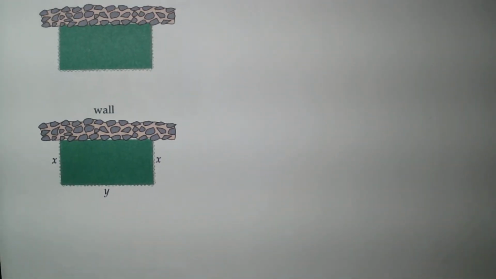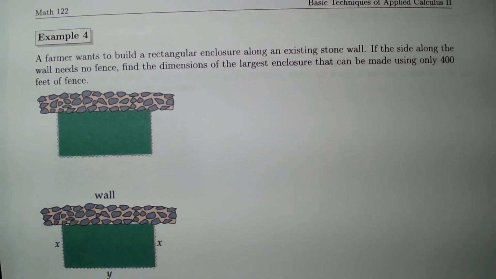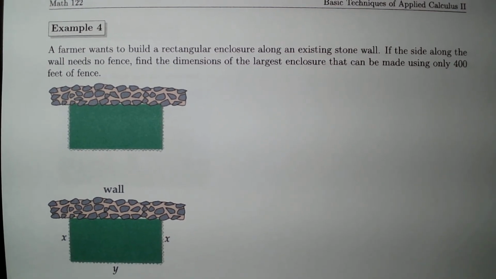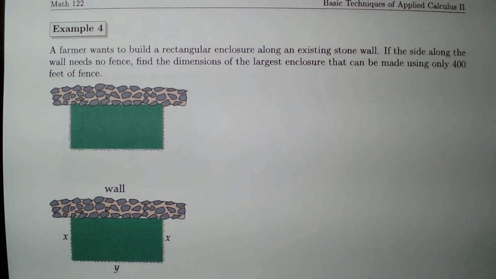So this problem was very classical in Calc 1, but now we're going to solve it in a different way. We're going to solve it using the Lagrange multiplier. We have a farmer that wants to build a rectangular enclosure along an existing stone wall. The side along the wall needs no fence because the wall already works as a fence. Find the dimensions of the largest enclosure that can be made using only 400 feet of fence.